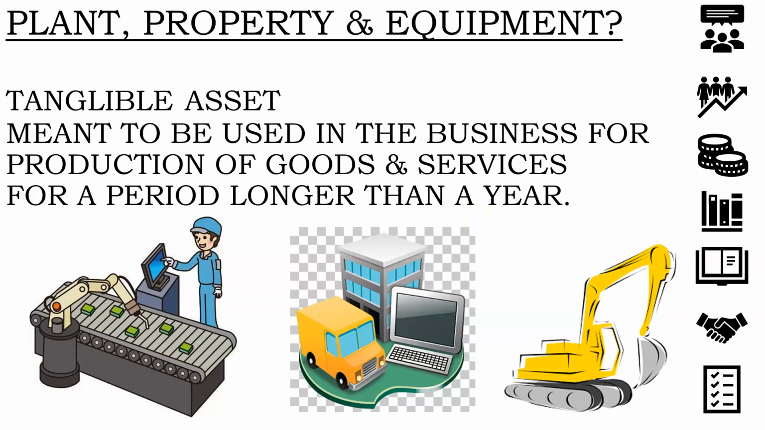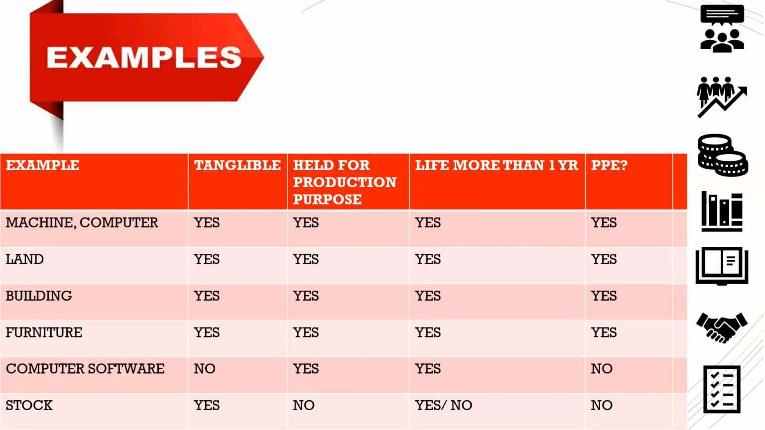As per the definition of property, plant and equipment, we have seen with the help of examples that there are three important components, the qualifications for an asset to be called property, plant and equipment. That is, it should be a tangible asset which could be touched as well as seen. Secondly, it should be held for the production purpose, and also the life of the asset should be more than 1 year, or we are acquiring that asset for the purposes of business for more than 1 year.